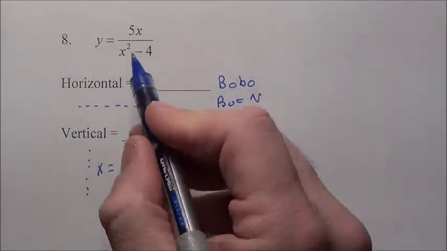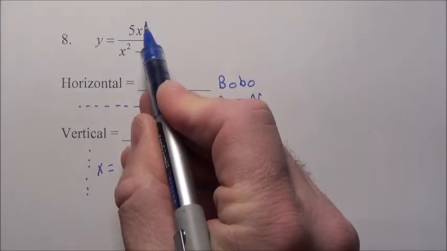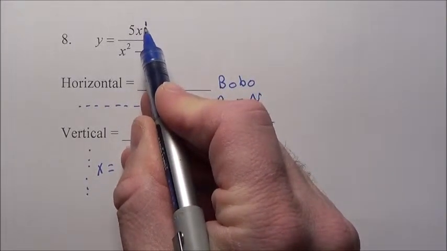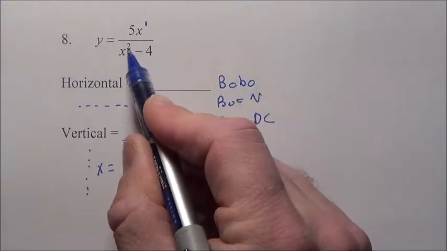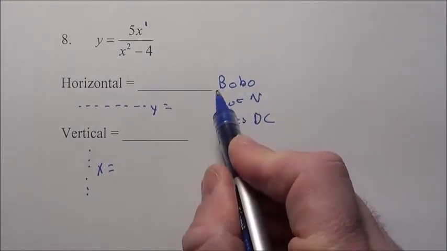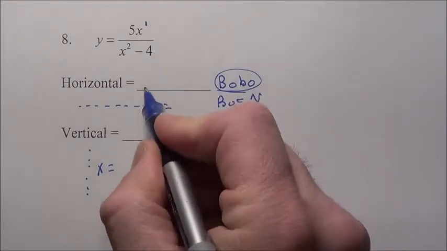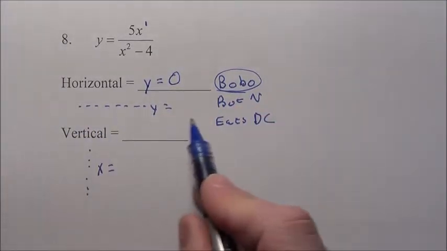So let's look at this guy. Notice this is just 5x. So this guy's degree is 1. It's just x to the first power. So he has degree 1. This x has degree 2. So in this case, the degree on the bottom is bigger. Bigger on the bottom, that's who we're going to use. So we're going to have one at y equals 0. That's where this horizontal line will be drawn, right at y is 0.